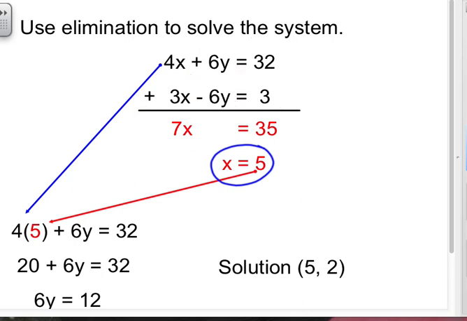Right? Because we're going to combine these equations. So I'm going to add here, I've got 4x plus 3x makes 7x. Plus 6y and minus 6y right here, that makes a 0. So we don't have anything in that space right there. That's blank. I'm going to leave it blank. And then I've got a 32 plus 3 more makes 35.